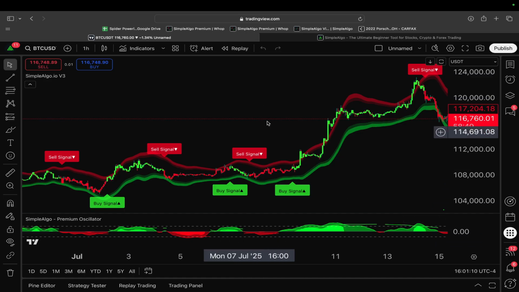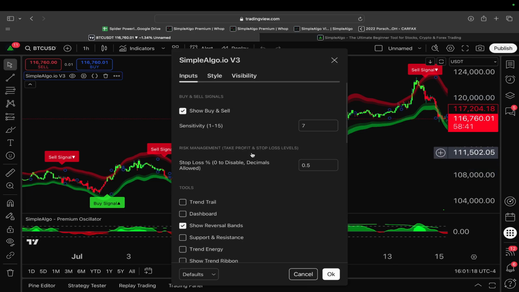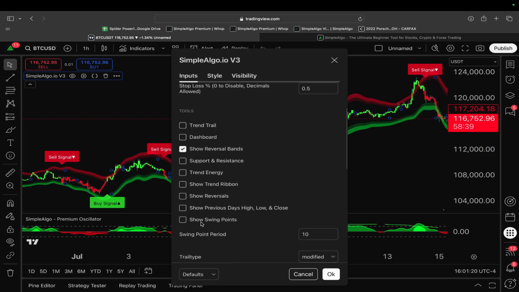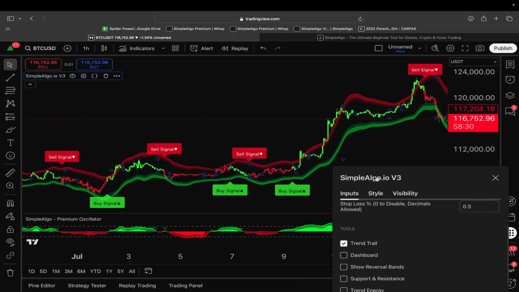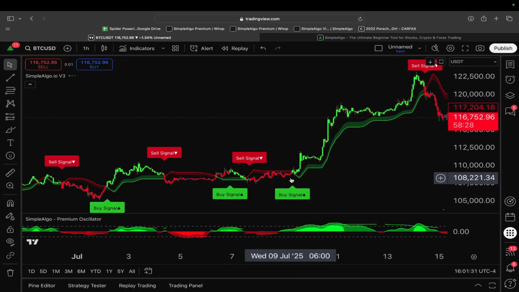So the first thing you see when you enable the indicator on your chart is these buy and sell signals and the reversal bands. But if you double click on any of these signals, you will see that there are way more tools that you can enable and use to your advantage. So right here, we have the trend trail, which is very self-explanatory.